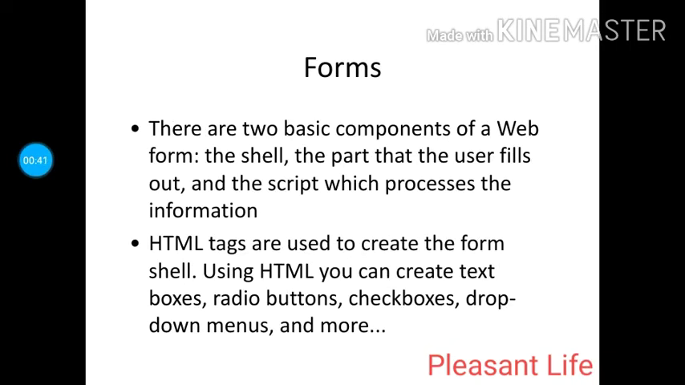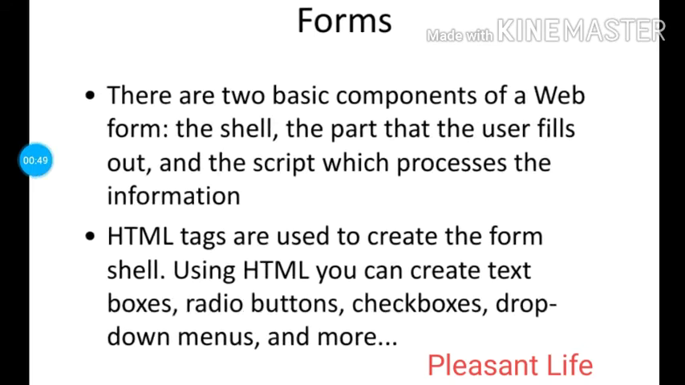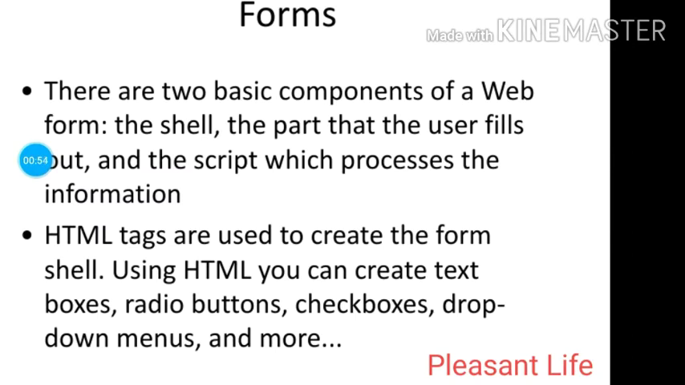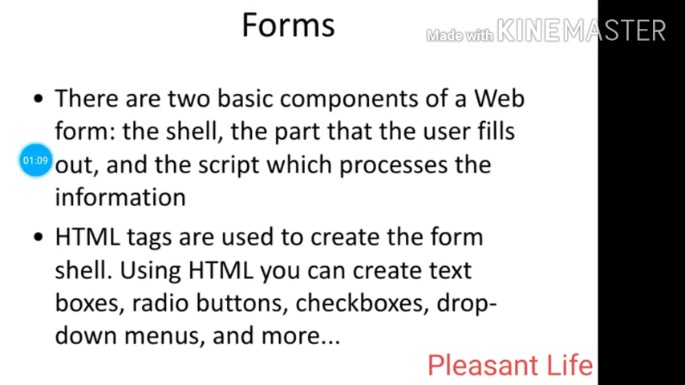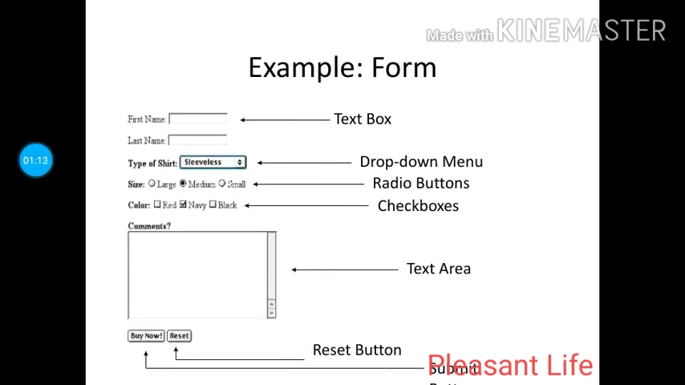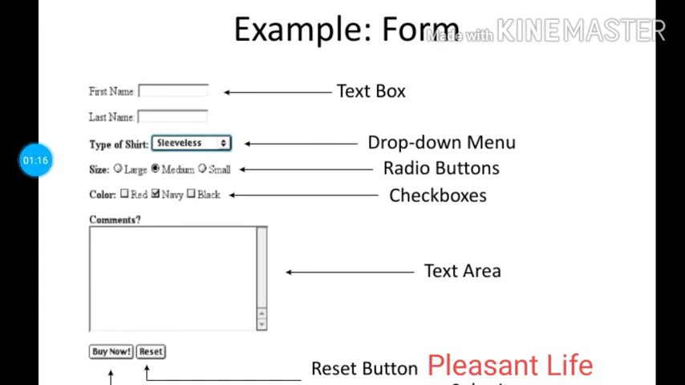There are two basic components of a web form, the shell and the script. The shell is the part that the user fills out, and the script processes the information. HTML tags are used to create the form shell. Using HTML, you can create text boxes, radio buttons, checkboxes, drop down menus, text areas, buttons, etc. This is an HTML form.